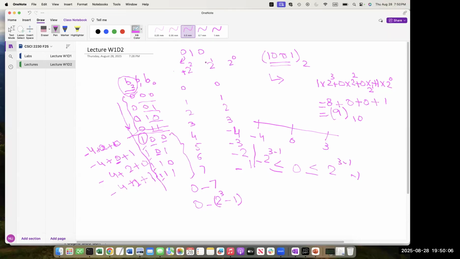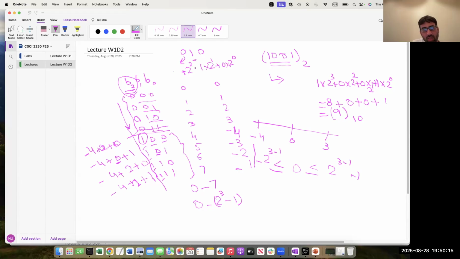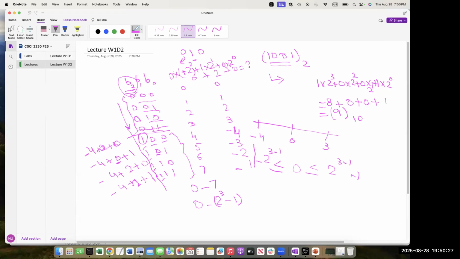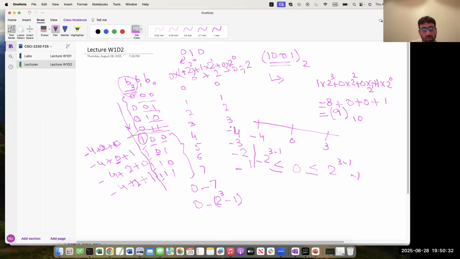Just like we did earlier, you simply multiply with the bit values, plus 0, and multiply this one with 1, and this one with 0. So this is like plus 2. So this will become 0 plus 2 plus 0, right? Now give me any number from the lower four combinations.